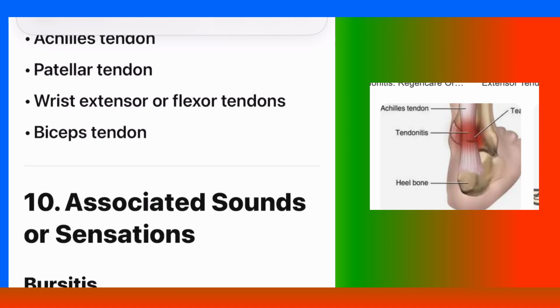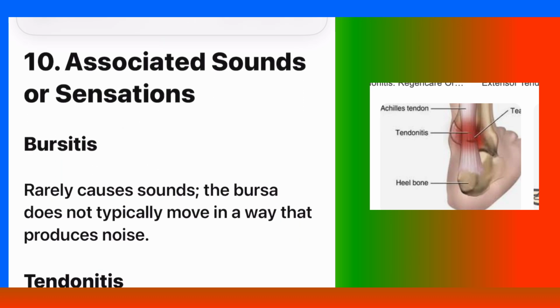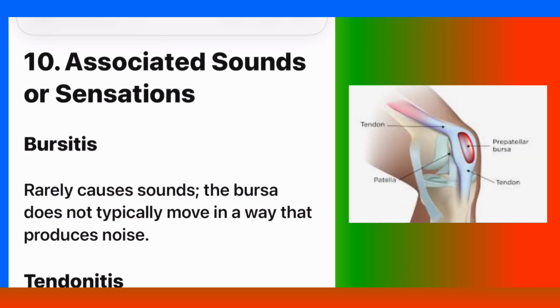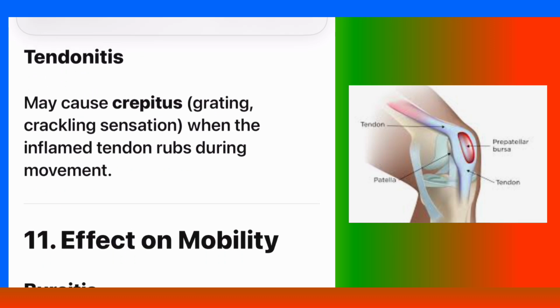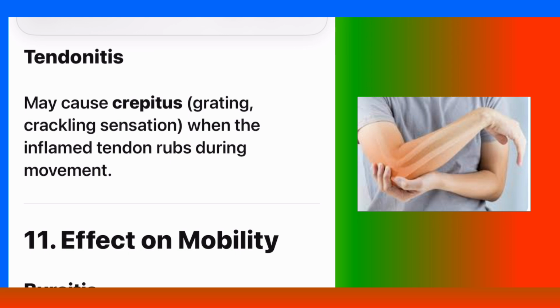Number 10, associated sounds or sensations. Bursitis. Rarely causes sounds, the bursa does not typically move in a way that produces noise. Tendonitis may cause crepitus, grating, crackling sensation when the inflamed tendon rubs during movement.